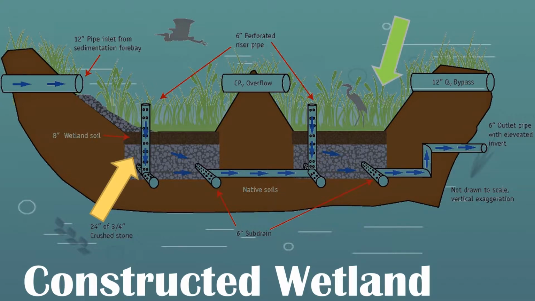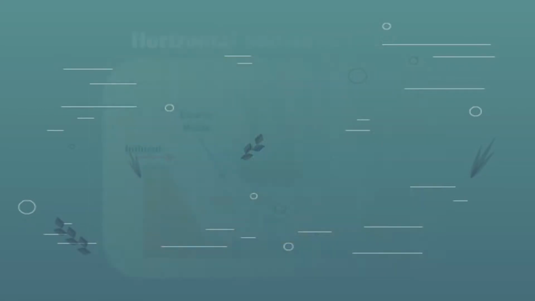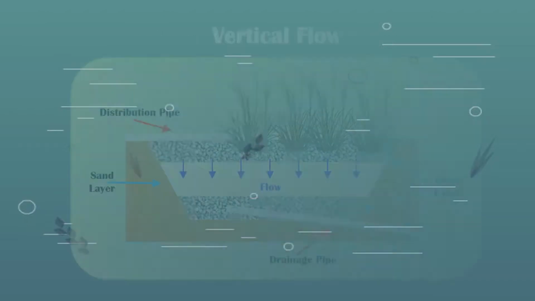The water then enters the wetland through an inlet and passes through the vegetation and filter bed before the newly filtered water exits the outlet pipe. Wetland design types differ in the direction of influent flow and the surface through which it is filtered.